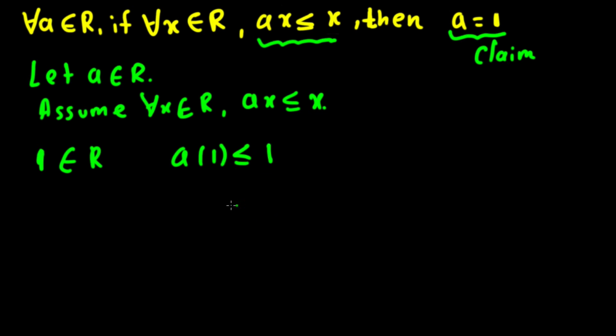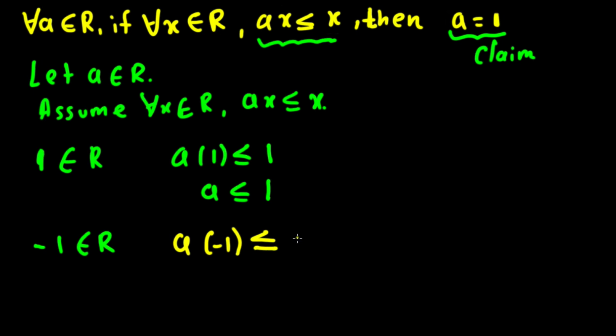So from this one we get a is less than or equal to 1, and also we know that negative 1 also belongs to real number. If negative 1 belongs to real number, it means a times negative 1 is also less than or equal to negative 1 by this statement. Now here we have a times negative 1. Negative a is less than or equal to negative 1. It means if we change the sign, it's going to turn around. a is greater than or equal to 1.